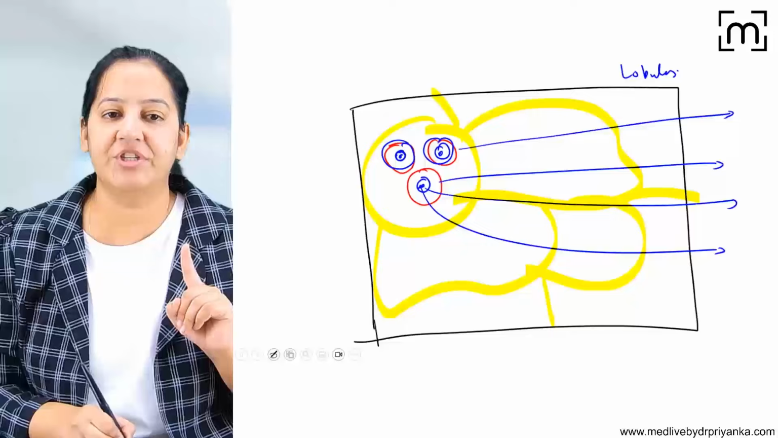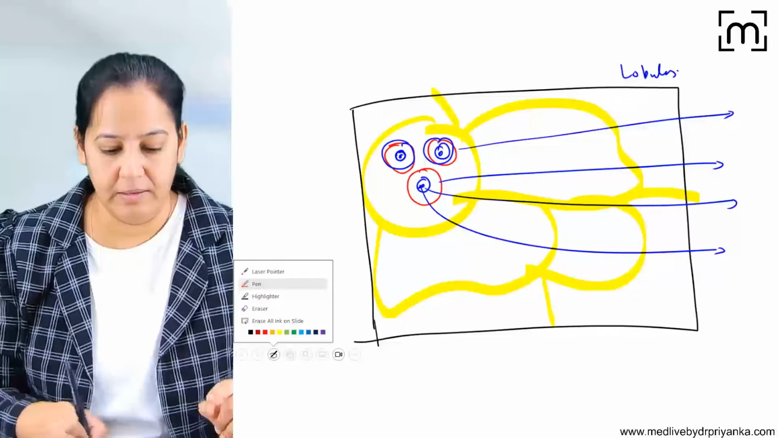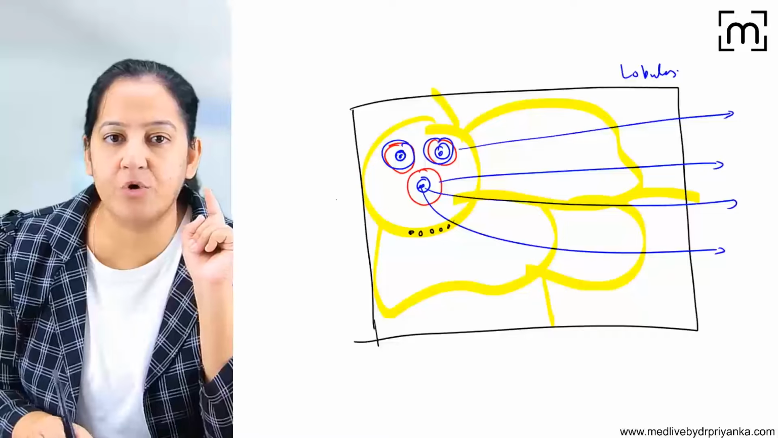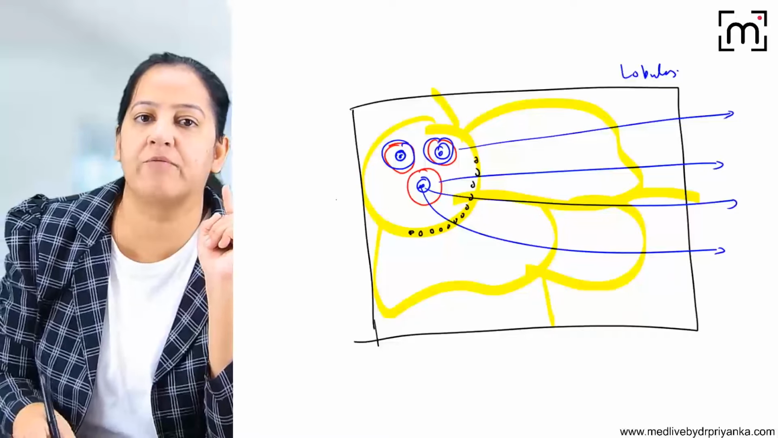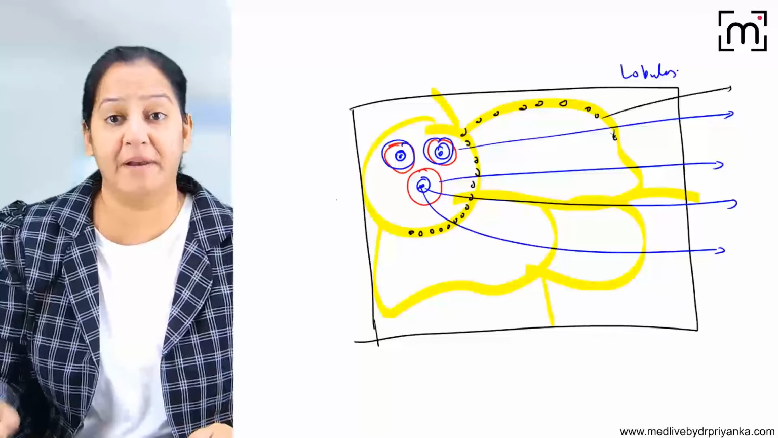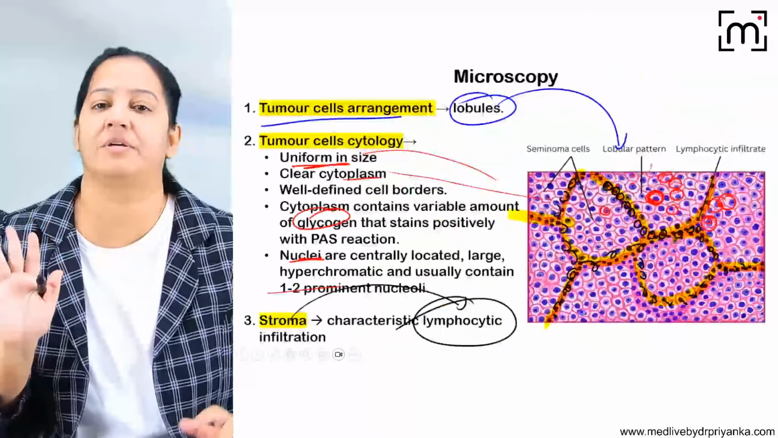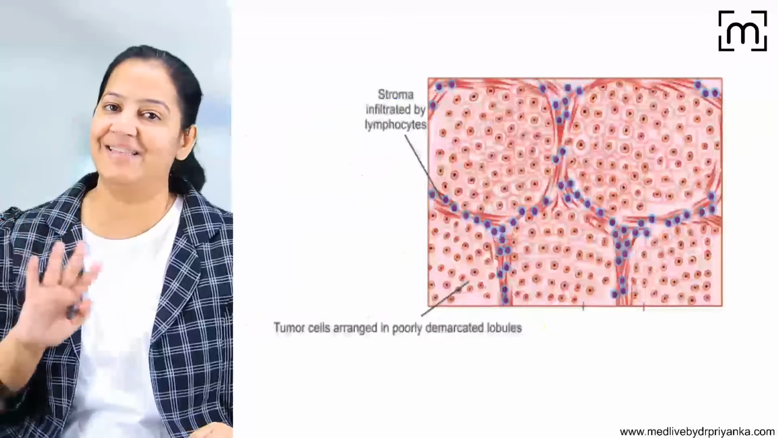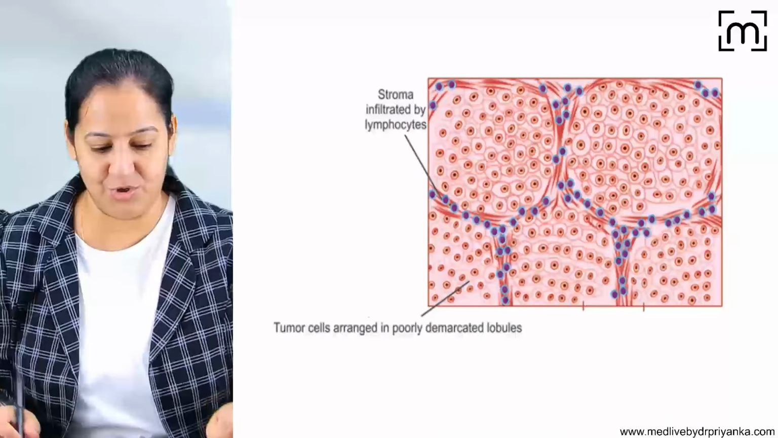Now there is a peculiar feature that in the stroma you can see the lymphocytes. So draw the lymphocytes in the stroma, small lymphocytes. In the entire stroma, try to draw the lymphocytic infiltration and label it and highlight it, which is a very peculiar feature. So this is the microscopy of seminoma. I hope you all can draw it very easily. The same thing is shown to you here also.